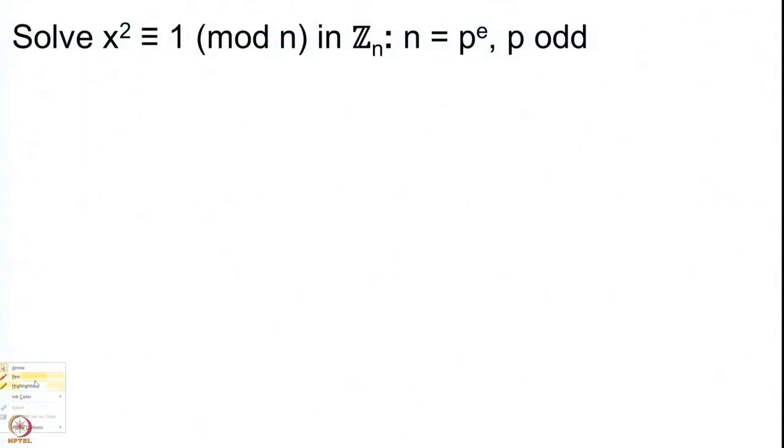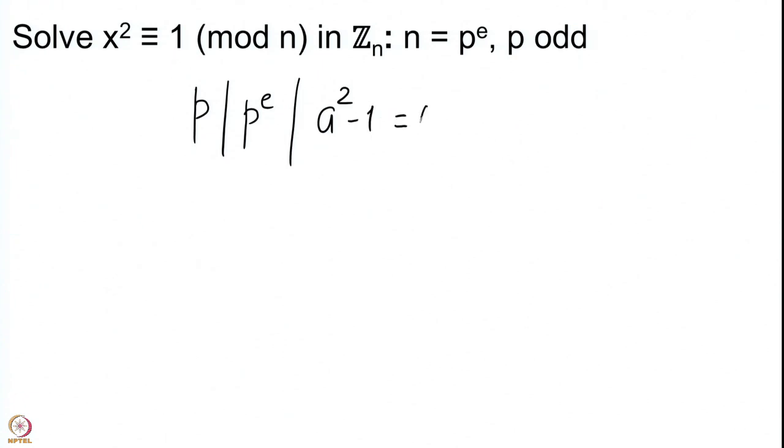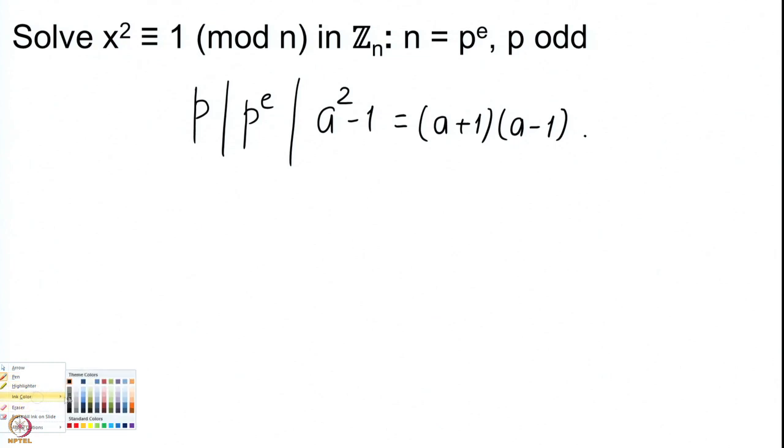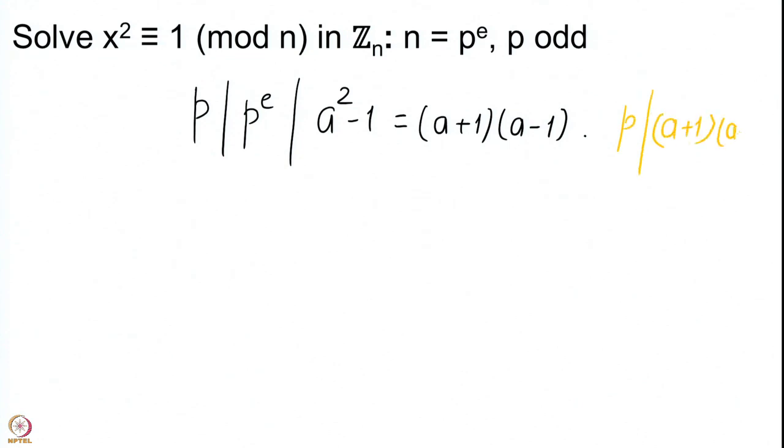Now, it is high school mathematics to see that a square minus 1 is the product of a plus 1 and a minus 1. So, what we ultimately get is that p divides this product. So, we get that p divides a plus 1 into a minus 1. This is what we get, but p is a prime and whenever a prime divides the product of two numbers, it will have to divide one of the two.